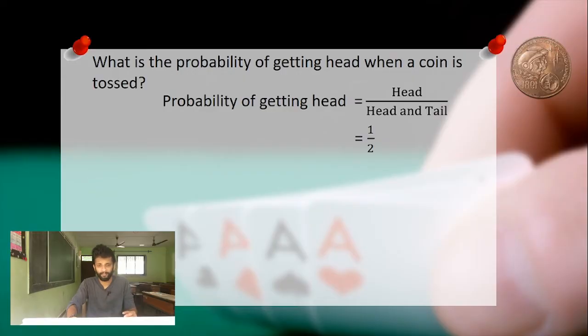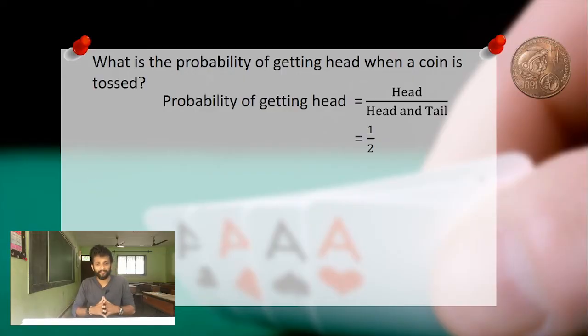So on a coin, how many heads are there? One. That's the reason there is one there. And below that there are two options, right? Either head or tail. So 2. So the probability of getting a head when I toss a coin is nothing but half, which is 50%.